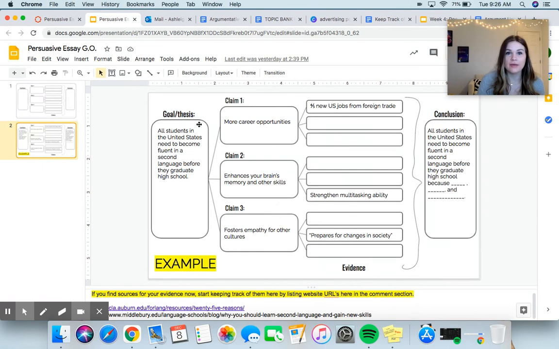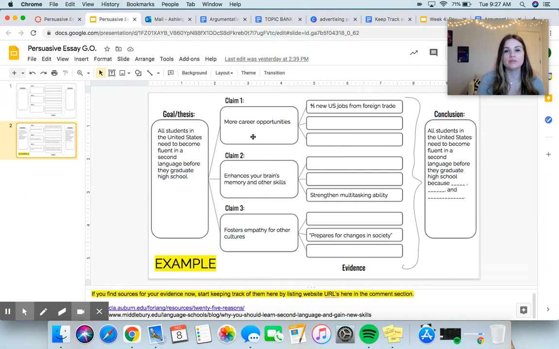So goal and thesis. This is a topic that I decided to use if I was doing an essay. All students in the United States need to become fluent in a second language before they graduate high school. That is the point that I'm trying to argue and persuade as being correct, because somebody could say the opposite and that would be a totally different persuasive essay, right?